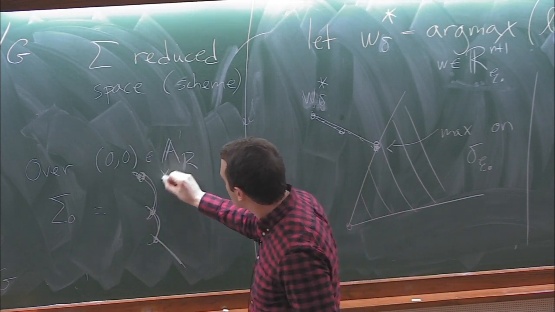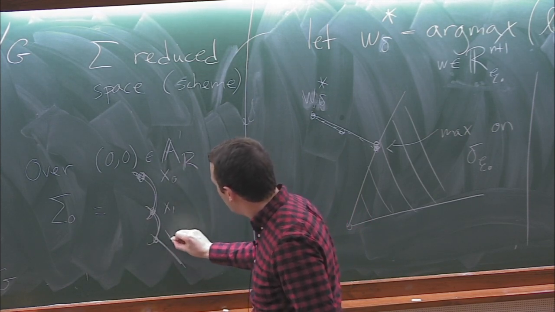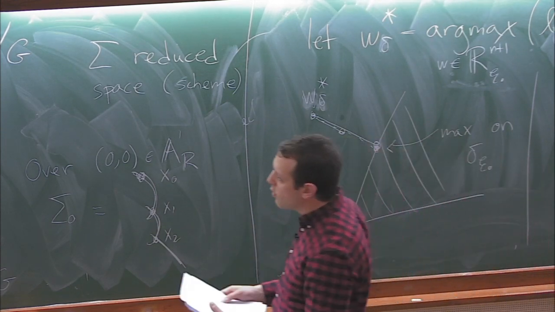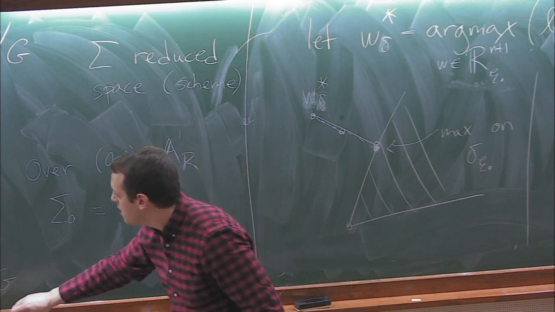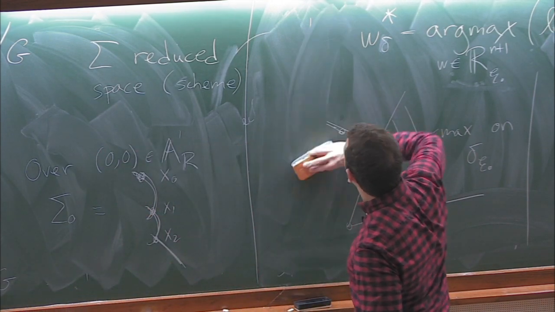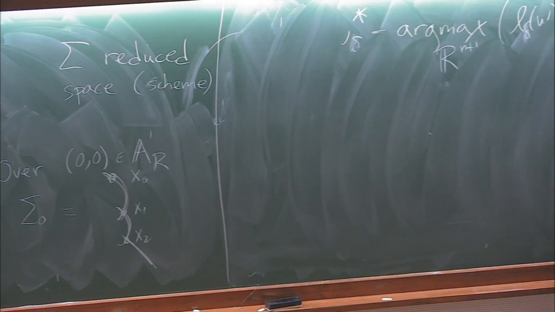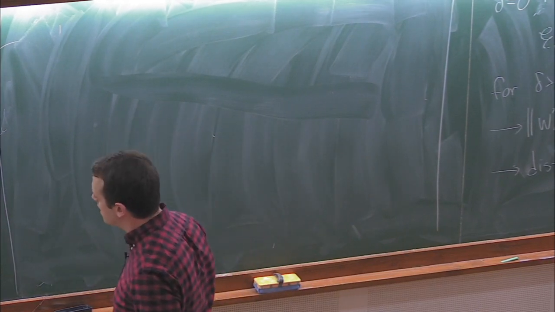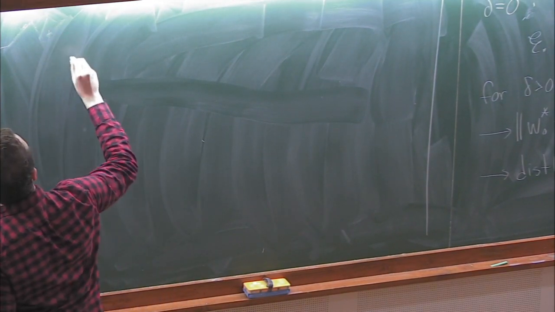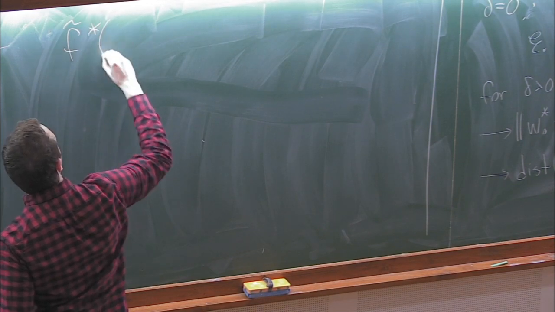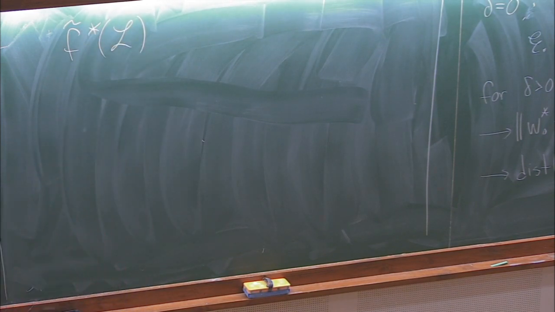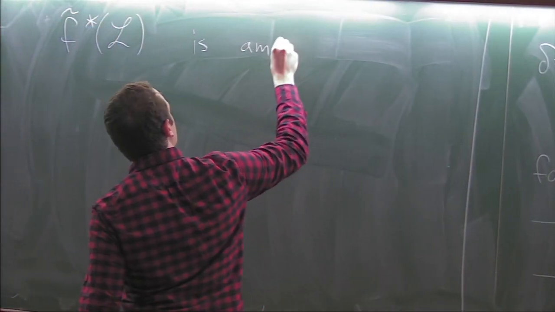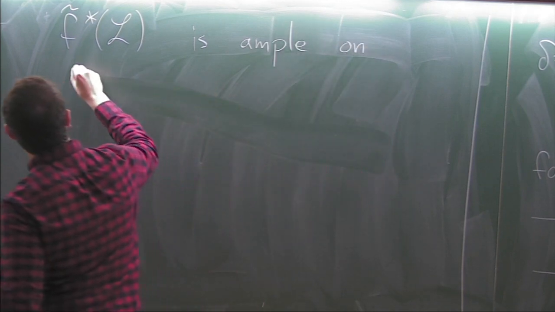So let me label the points. I'll call this X0, X1, and X2. So this is what this looks like. So everywhere it's an isomorphism, but I've added a chain of P1s in the fiber over 0, 0. And the point is that if I pull back this line bundle L, so if I take F tilde of L, L is my g-ample line bundle, so I have this map, and I pull back F tilde of L, the way this is constructed, this is ample on these P1s.